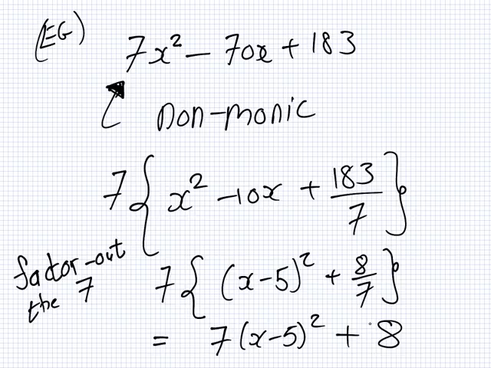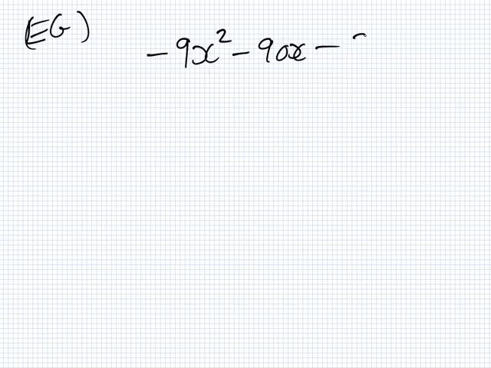So I'll give you one like this to try now. Okay. Can I scroll down? Just a moment. Try this one for me. Complete the square for minus 9x squared minus 90x minus 219 then.